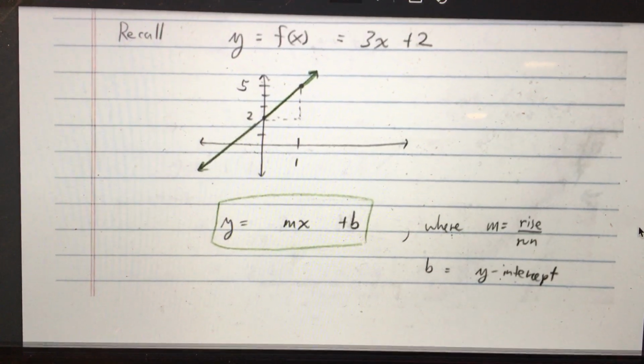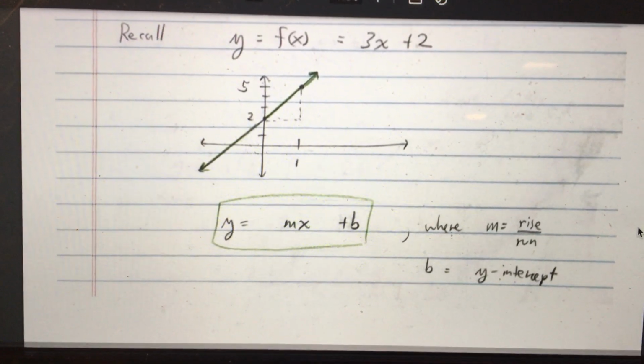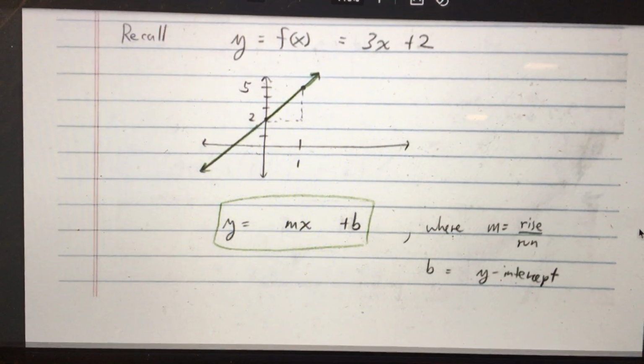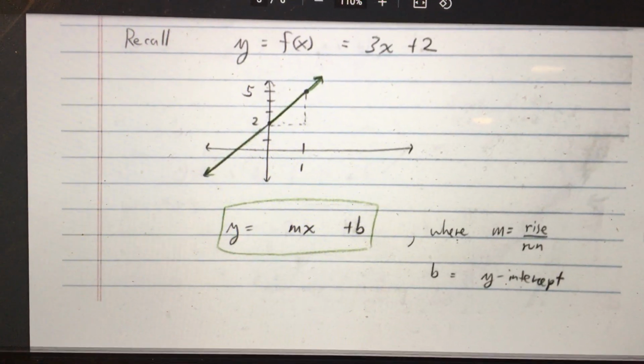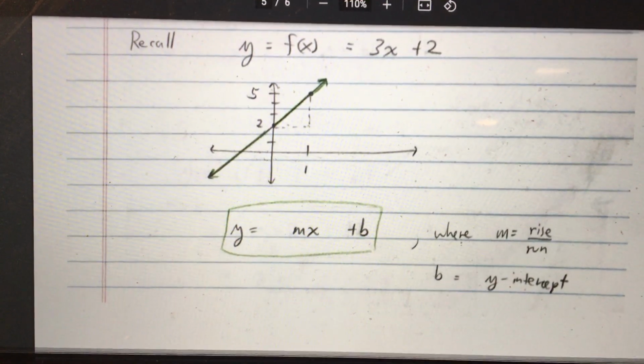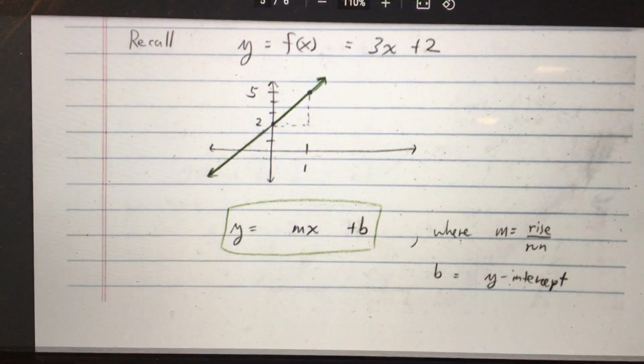So for this example, the 2 points you could look at, I drew some little dotted lines. You can tell that as it goes from 0 to 1, so with just a horizontal distance of 1, it goes up by 3 from 2 to 5. So the slope is 3, and the y-intercept is 2.